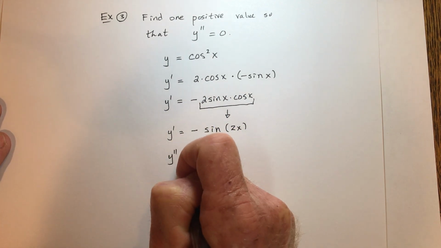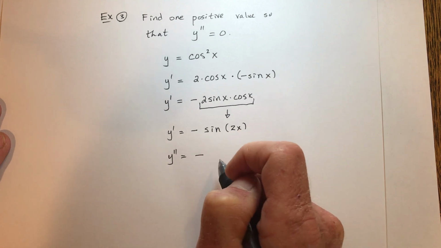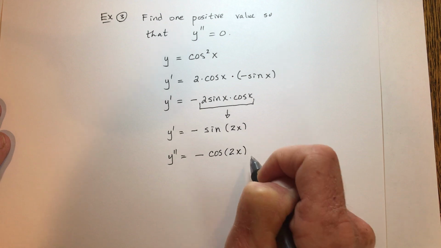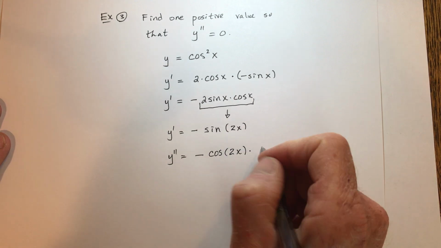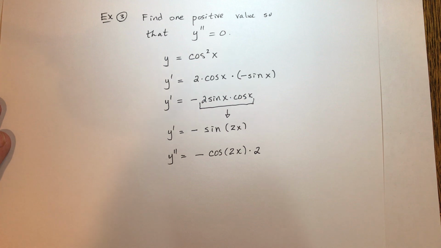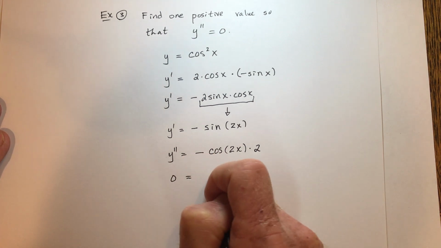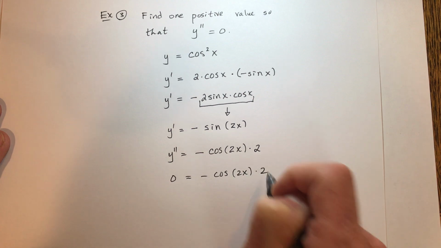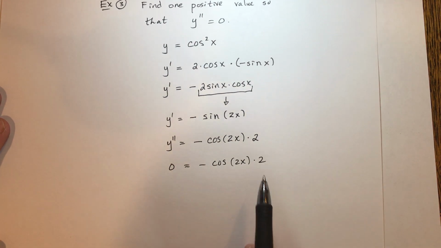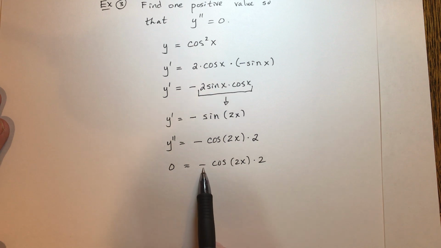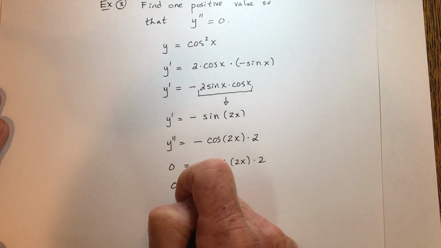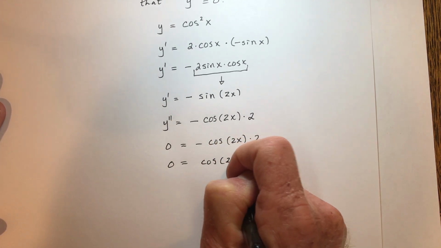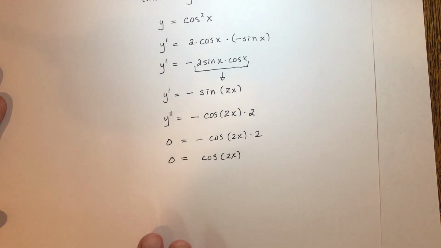Now for the second derivative. So the negative stays there. The derivative of sine is cosine. And then the chain rule. Take the derivative of the inside, which is a 2. And then set this equal to 0. To simplify this, you could divide both sides by 2 or even a negative 2. The left side will still equal 0. And then it's just going to say, when does cosine of 2x equal 0?